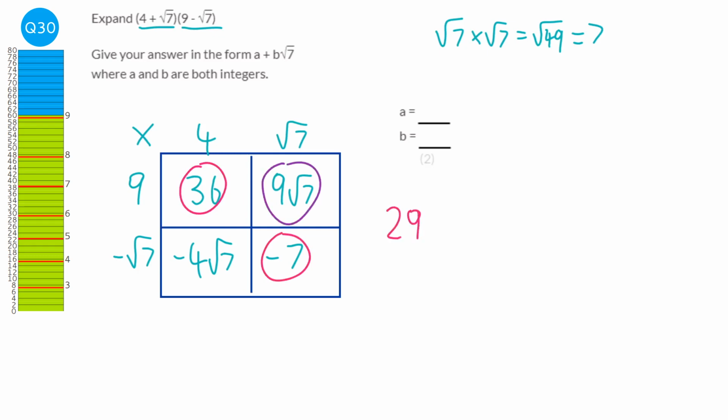And then we can add the surds. So actually it's going to be taking away because we've got minus 4 root 7 there. So 9 root 7 take away 4 root 7 is going to be plus 5 root 7. Compare it to the question, a plus b root 7. The a would be 29 and the b would be 5.